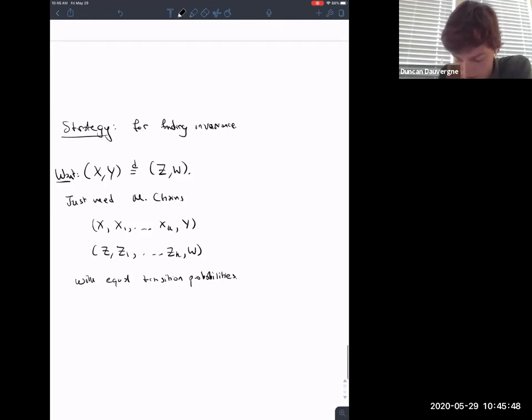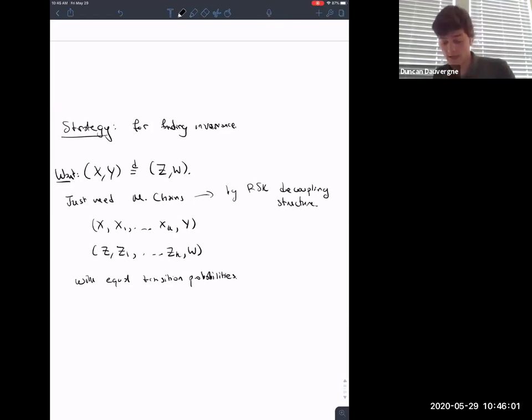Okay, and we can check that these are Markov chains by the RSK decoupling structure. So this decoupling structure coming from RSK or geometric RSK, that's going to help show that they're Markov chains. And how are we going to check that they have equal transition probabilities? Well, we can use sort of really basic invariances.